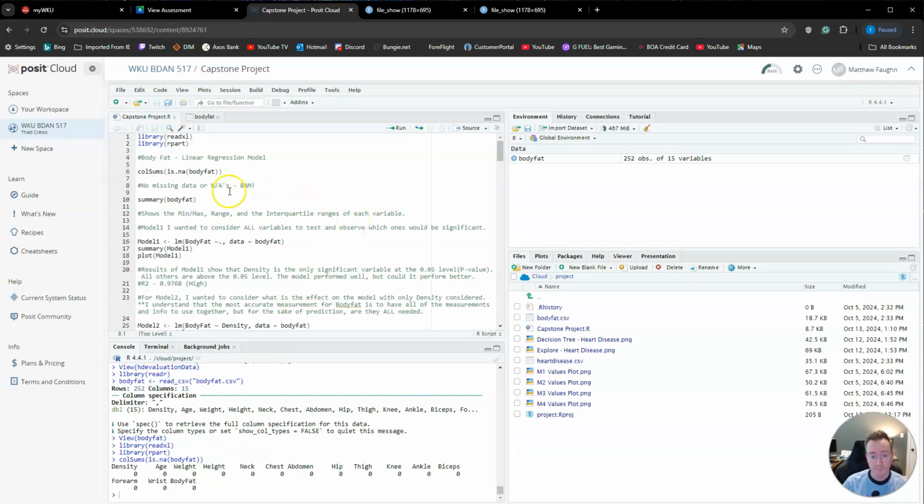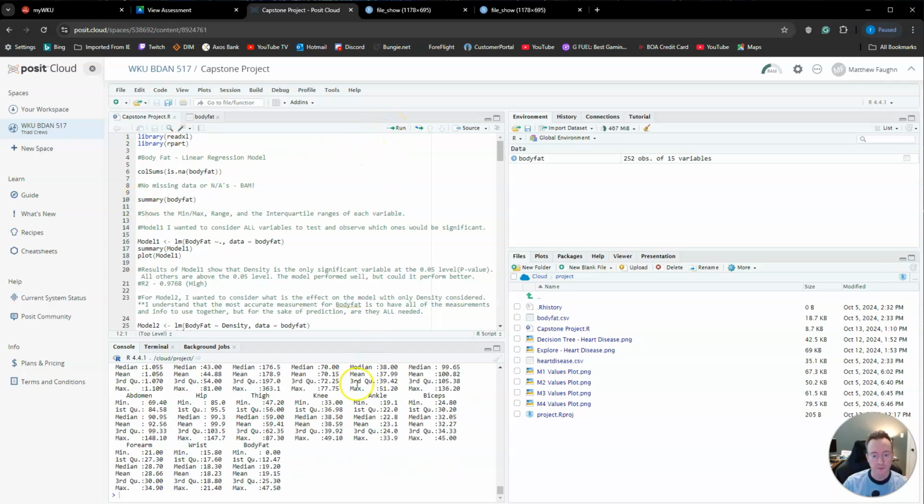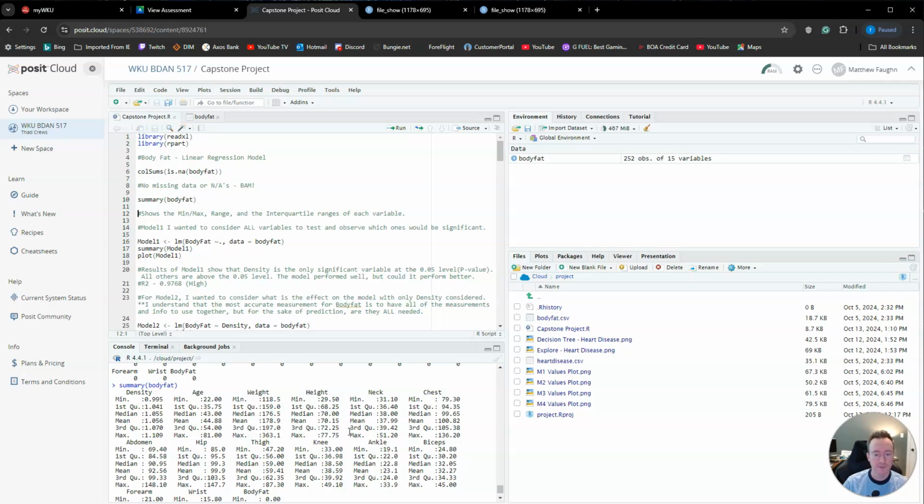And so the next one is the summary. I like to look at the summary of the data set just to see, for each of the variables, what is the minimum, what is the maximum. I can see the range in between those. I can also see the quartiles and then the mean.